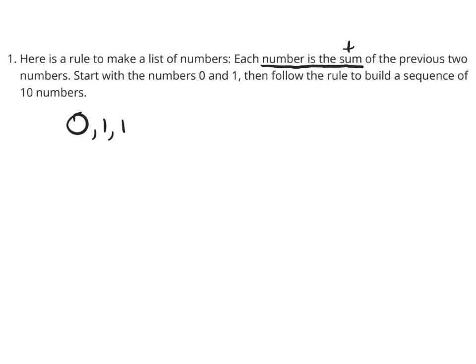So now that we're at the third term, the previous two numbers are 1 and 1. So 1 plus 1 makes 2. The previous two numbers now are 1 and 2, and you get 3. The previous two numbers are 3 and 2, and you get 5. And the previous two numbers are 3 and 5, which makes 8. The previous two numbers are 8 and 5, which makes 13.